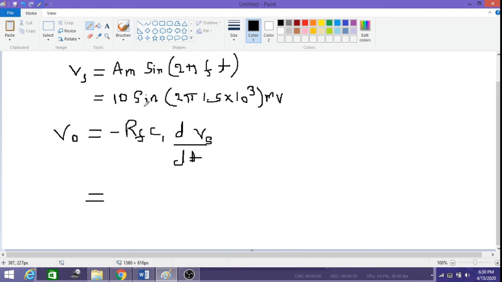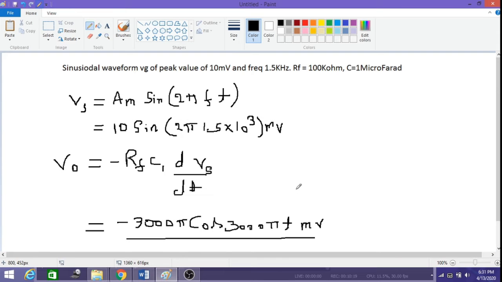Finally we know that the differentiation of sine is nothing but the cos, so finally we will get this as minus 3000 pi cos 3000 pi t millivolts. So this is our final output. Okay.